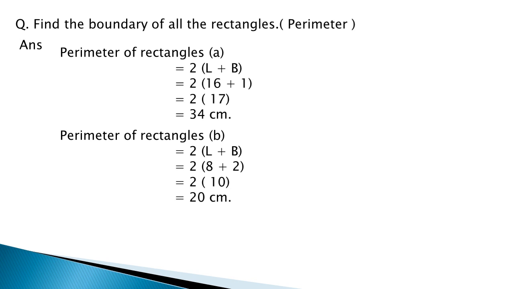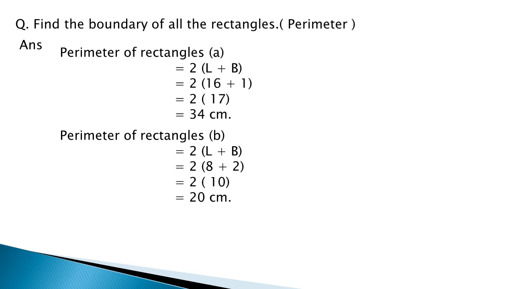Now the perimeter of rectangle B is equal to 2 into (length plus breadth). Same formula. Then again substituting the values, length is 8, breadth is 2, 8 plus 2 is 10, 2 multiplied by 10 is equal to 20 centimeter, which is the perimeter of rectangle B. Now what about the perimeter of rectangle C?